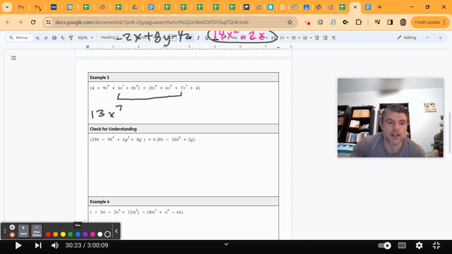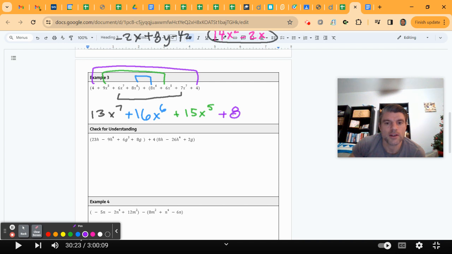If you take a look at the next highest, you have your x to the 6th power. So that's going to be 16 x to the 6th power. We're going to look at the x to the 5th power, which is going to be 15. X to the 4th doesn't exist. No third, no second. Okay, the only thing left is we have 4 plus 4, which is going to be 8. And this is our complete answer for example 3. So go ahead and try the check for understanding by yourself, and then I'll put the answer up.